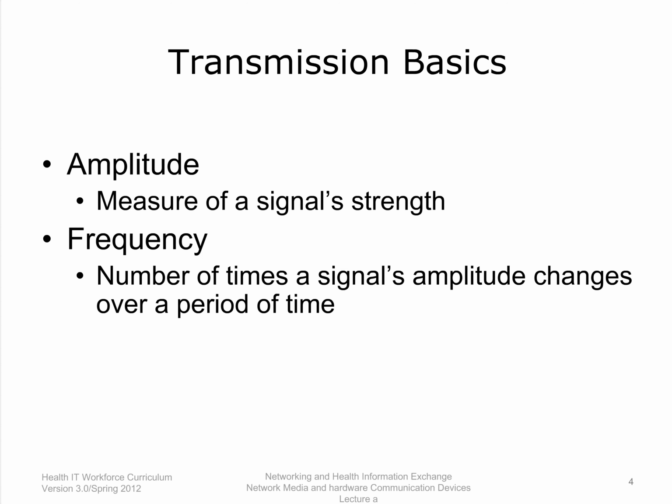Slide 4. A couple of characteristics of a signal are amplitude and frequency. Amplitude is the height of a wave at a given period of time. Frequency is the number of times a signal changes in a given period of time. It is measured in hertz.